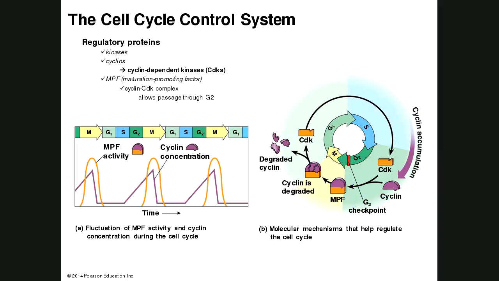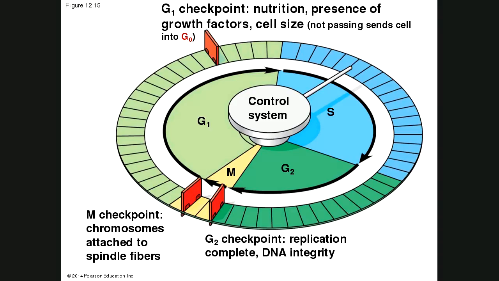Let's go back to those checkpoints. Here's the G2 one that we talked about. The G2 one is not going to be unlocked for a variety of reasons. And we talked about one already, which was the chemical part. You've got to have that cyclin.